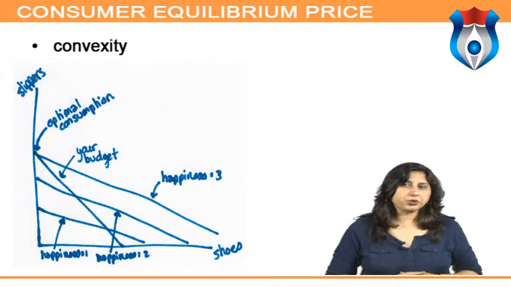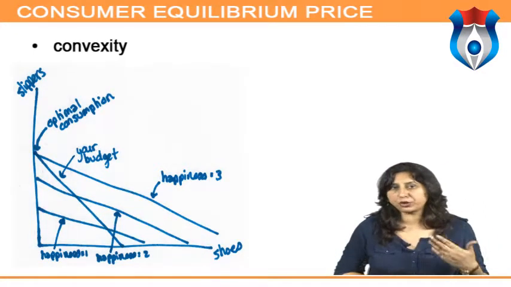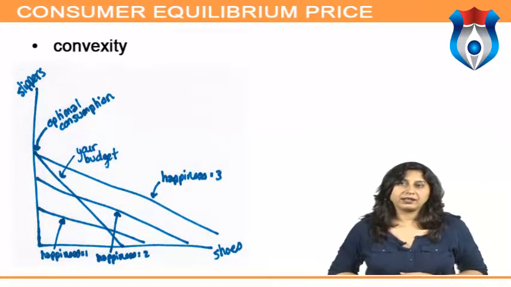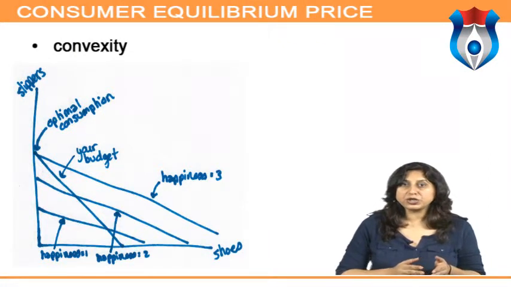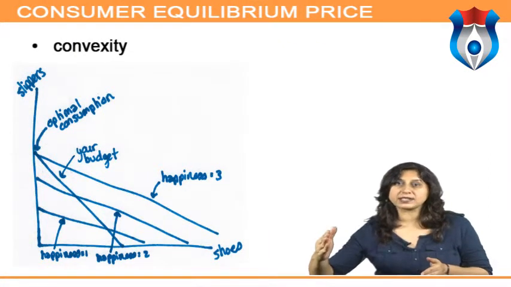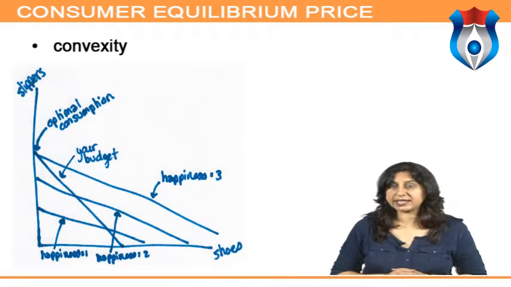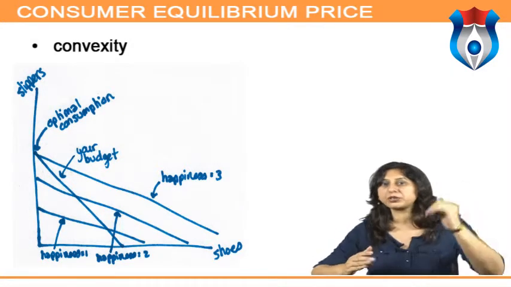It is based on the notion that as a consumer consumes more and more of a particular good, the additional utility obtained decreases. We define marginal utility as the change in utility due to an incremental increase in the consumption of a given good. Convexity says that marginal utility declines as consumption increases.